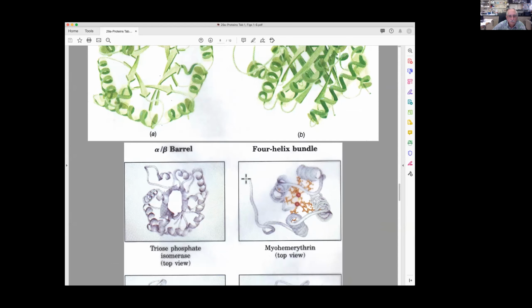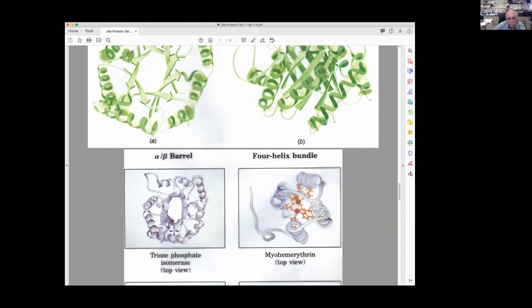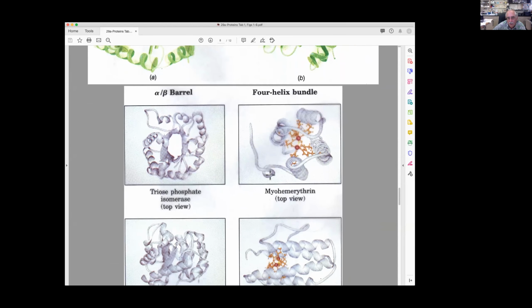So here's triose phosphate again. Okay. Here's myoglobin. Okay, so look at that. Alpha helix over here, random. I don't see any beta sheets in there at all. And what is this right here? It's a heme, right? That's a heme. Those are iron atoms, and these are the heme groups right there.